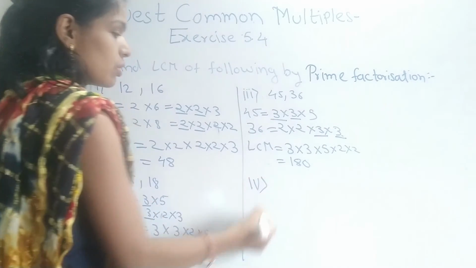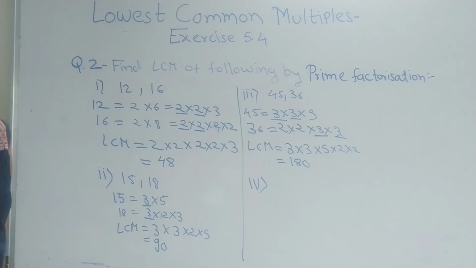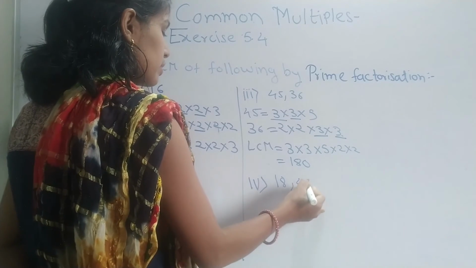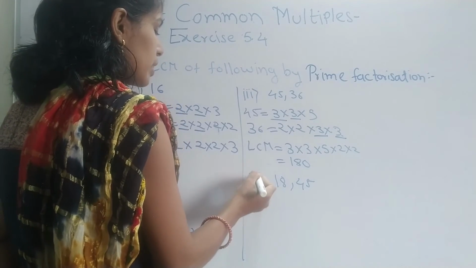Let's solve the next question. Question number 4 is 18 and 45. What are the factors of 18 and 45?